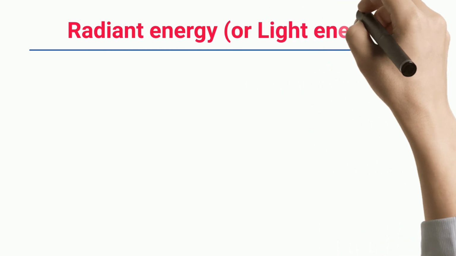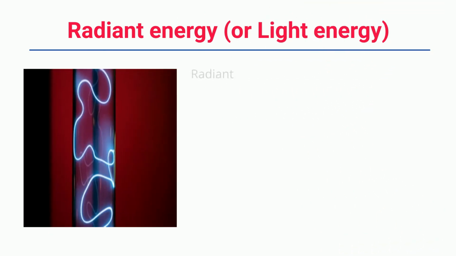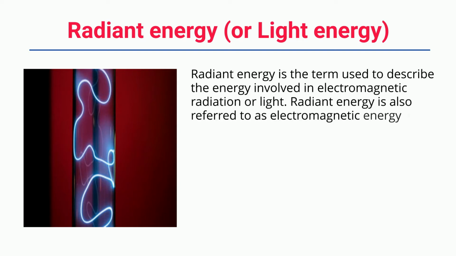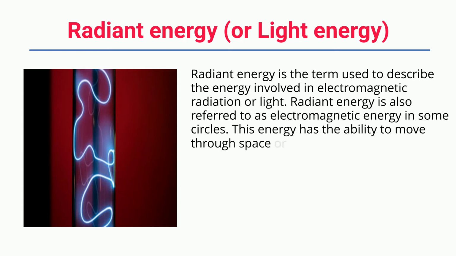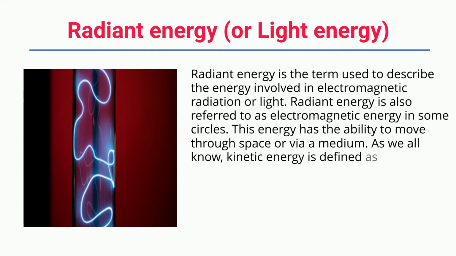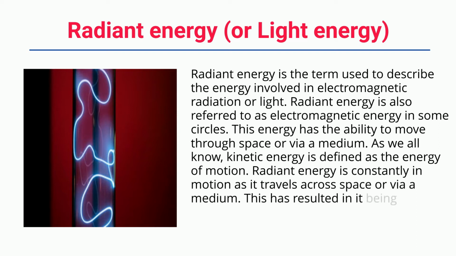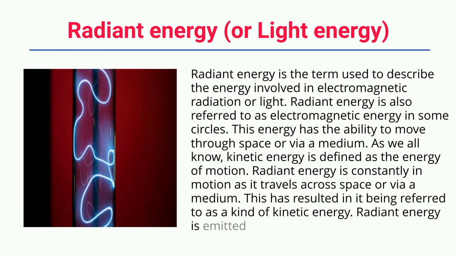Radiant energy or light energy. Radiant energy is the term used to describe the energy involved in electromagnetic radiation or light. Radiant energy is also referred to as electromagnetic energy in some circles. This energy has the ability to move through space or via a medium. As we all know, kinetic energy is defined as the energy of motion. Radiant energy is constantly in motion as it travels across space or via a medium. This has resulted in it being referred to as a kind of kinetic energy.